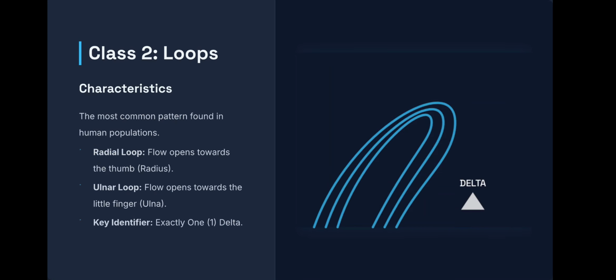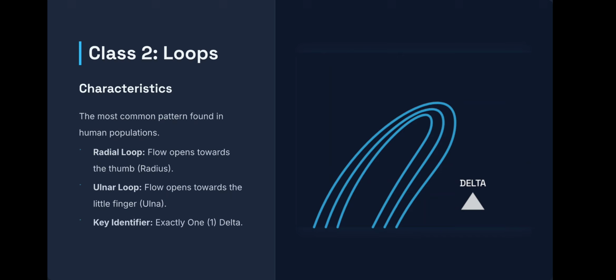Next, we have loops. If you look at the blue diagram on the right-hand side, unlike the arch, the ridges here enter from one side, loop around, and exit the same side they entered from. And we classify these based on which way the loop flows. If it flows towards the thumb, it's a radial loop. And if it flows towards the pinky, it's an ulnar loop.